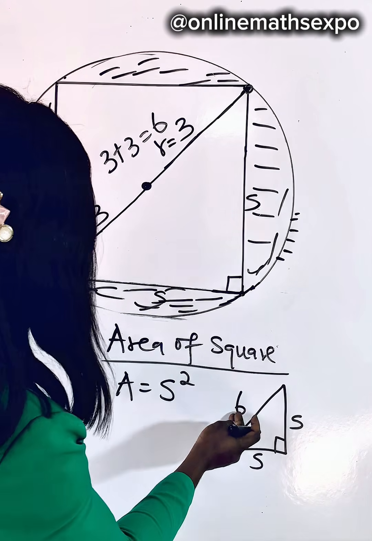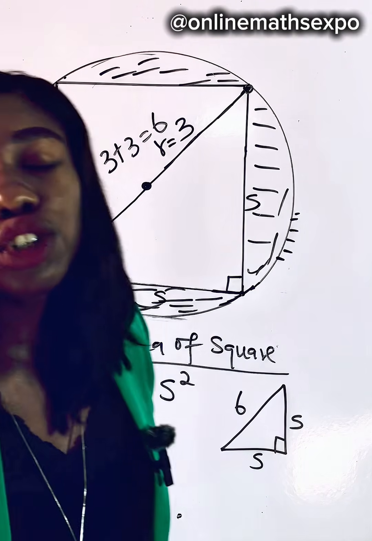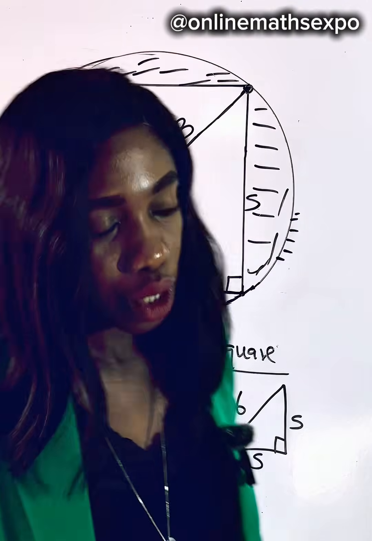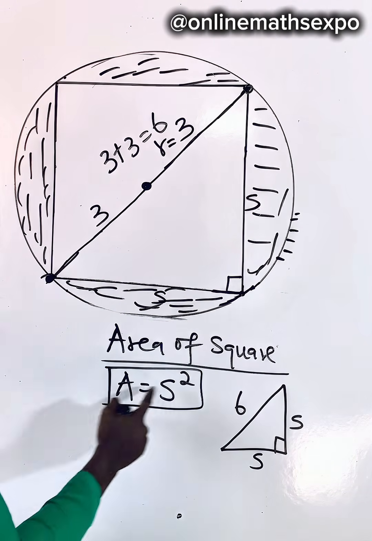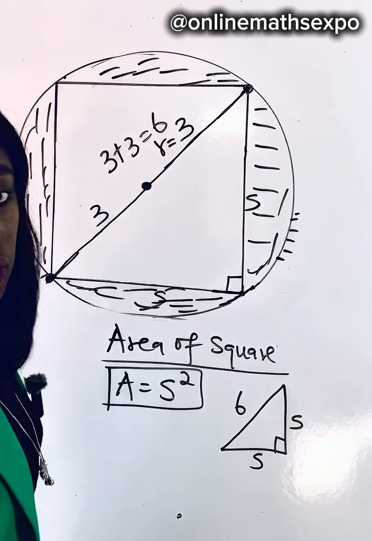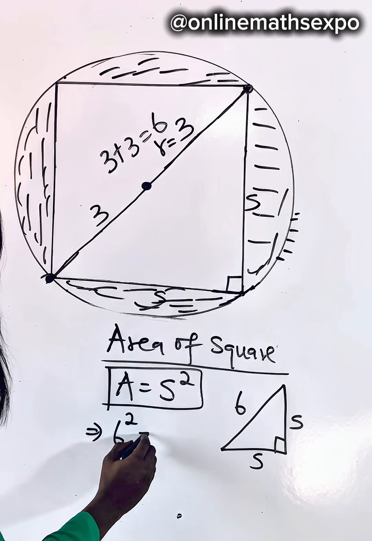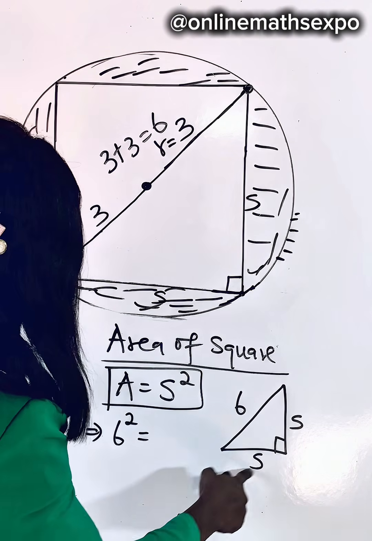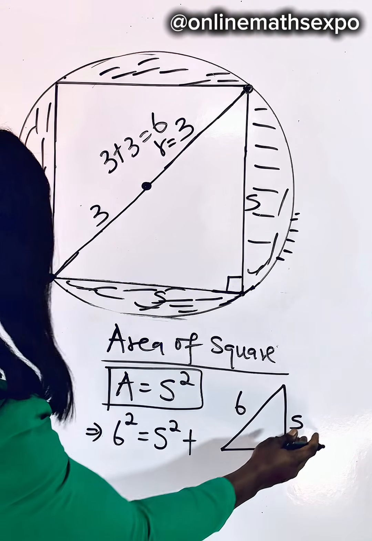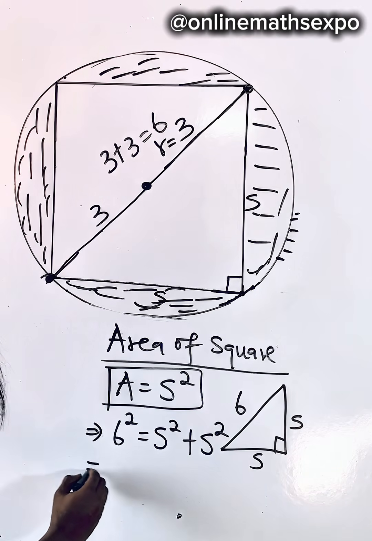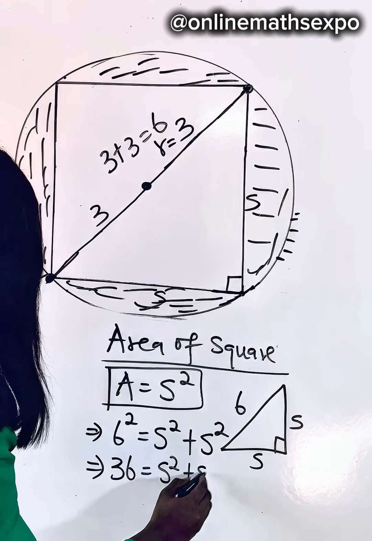And you observe that we are working with the sides. Each time you are working with the sides of a right triangle, just remember to use your Pythagoras theorem. So this is the area, but we need to get our S first. So let's use Pythagoras theorem. We have the hypotenuse squared should be equal to the sum of the squares of the two other sides. So we square this side, then plus this side squared. If you do that, 6 squared will give us 36, which is equal to s squared plus s squared.